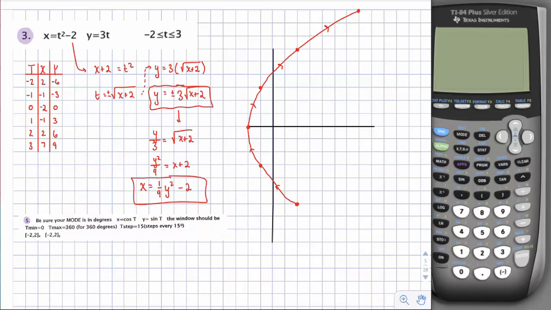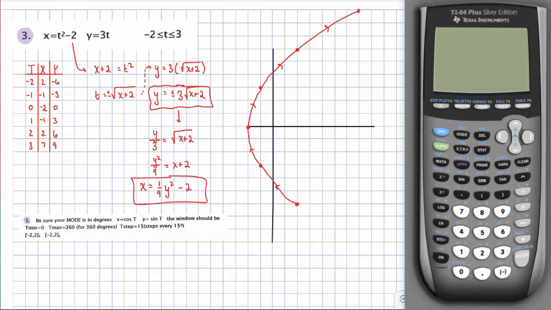Now you can also do this on your calculator, which I have right here. If you're going to graph this, first make sure you are in parametric mode, go to your y equals screen and type these equations in. This is how you check your answers as well. So I'm going to have t squared minus 2 for your x and 3t for your y. Before you graph this, we want to set our t values here. Our t min is supposed to be -2 to 3, so I'm going to change that to a -2.